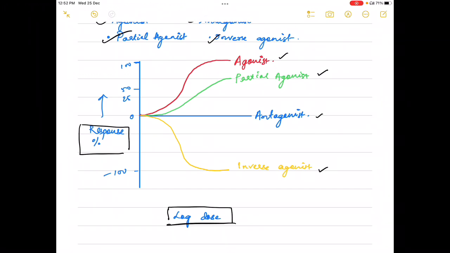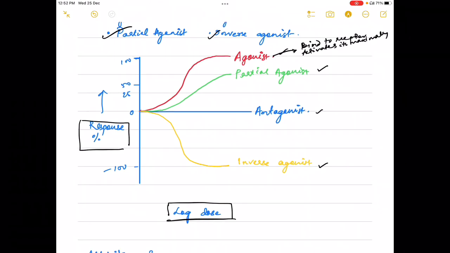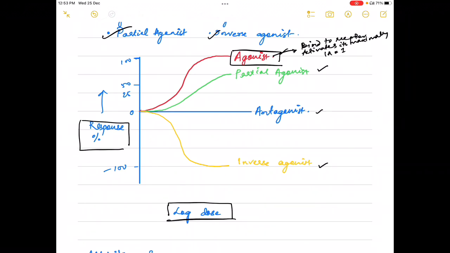So what is an agonist? An agonist will bind to the receptor and activates it maximally. That is, the intrinsic activity will be equal to 1. You can see here there is 100% of response. So it is an agonist. This graph may be coming as a spotter in your pharmacology practical examination. 100% response is by the agonist. It binds to the receptor and activates it maximally.